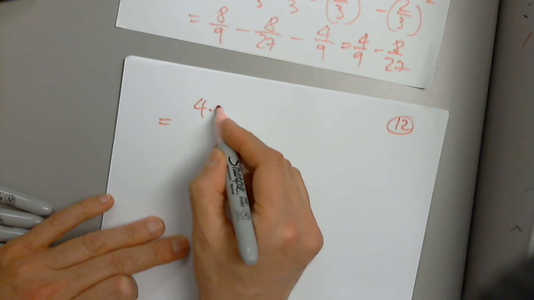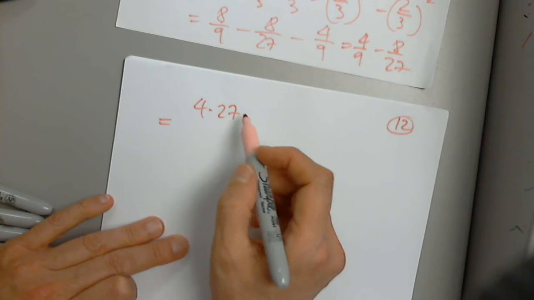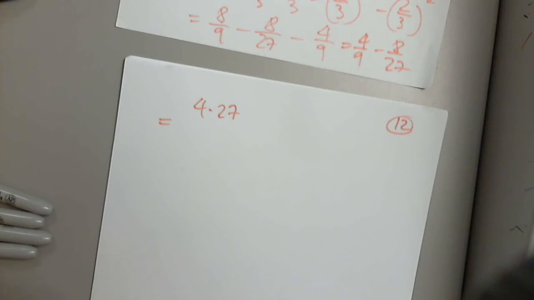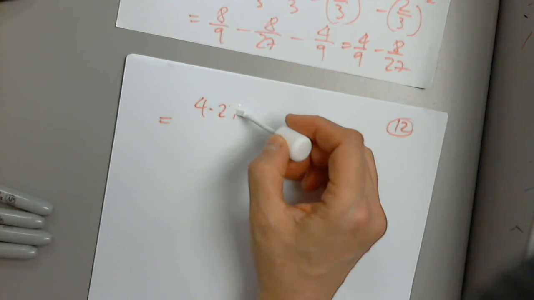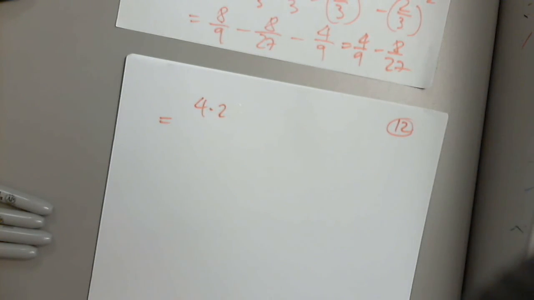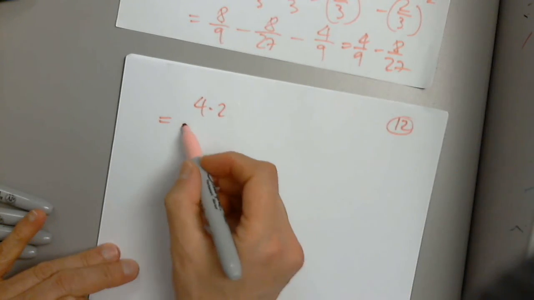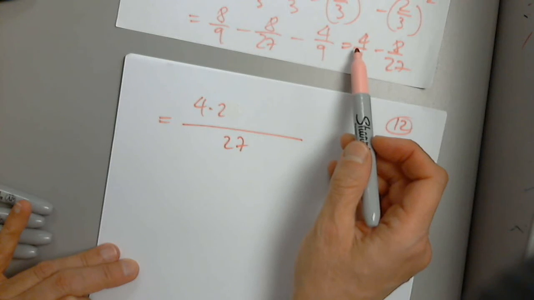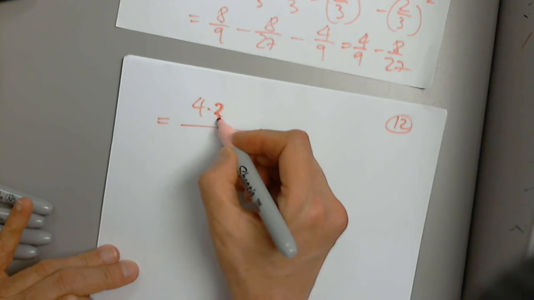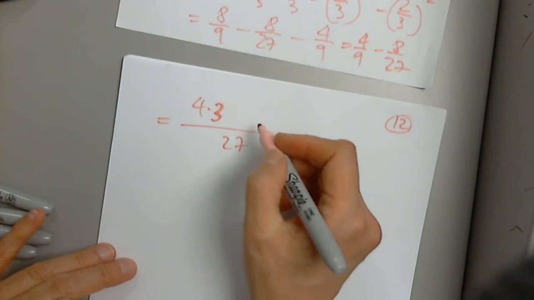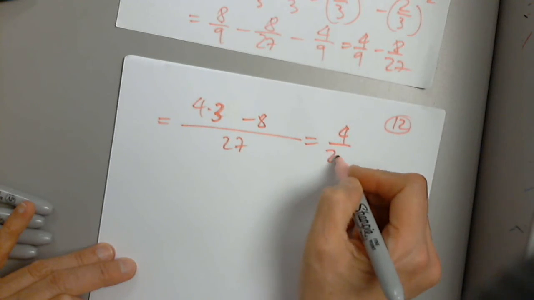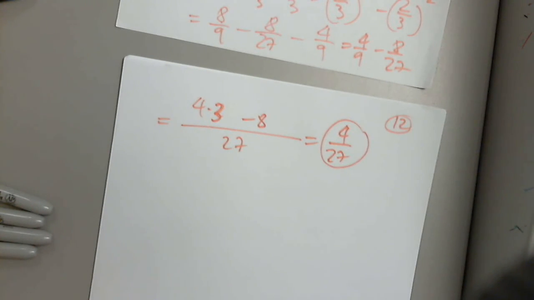So that is 4 times 27. Oh no, actually it's 4 times 3. You can tell that this semester has gotten to me too, not just to you. No excuse. So the least common denominator is 27, so I have to multiply this by 3. So 4 times 3 and minus 8. So this is 4/27. And that is the relative max.